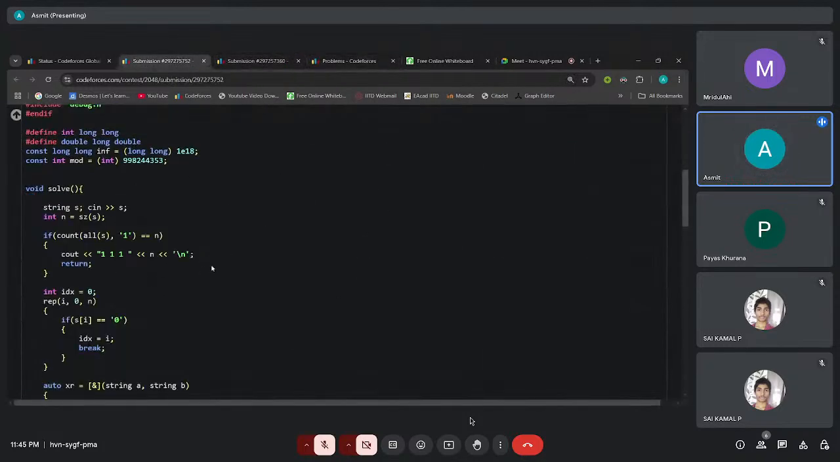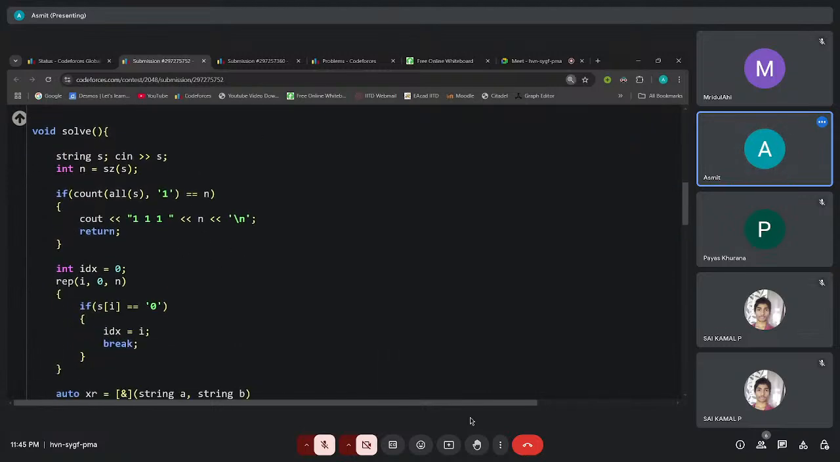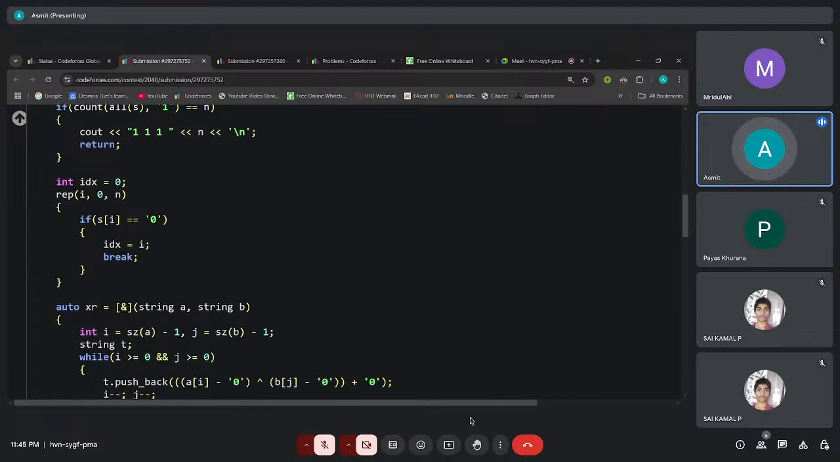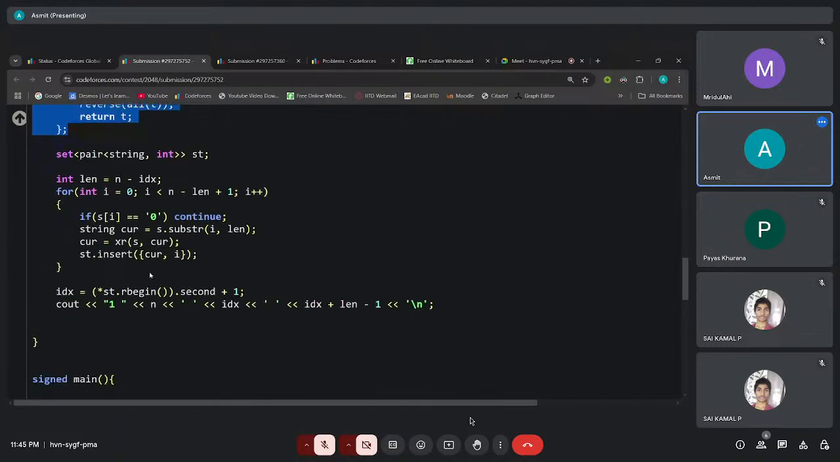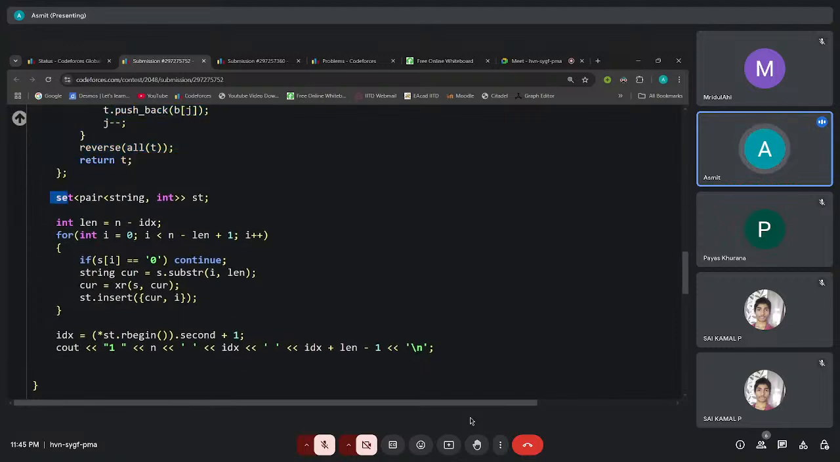The implementation is here. First, we check if the string is all ones. If the string is all ones, then we just return 1, 1, n, basically a substring of length 1 and the whole string. Now we find the index of the first 0. The index is stored in idx. This function will be seen later on. Now we have this set which stores all the XORed substrings. We'll see later on what this does.